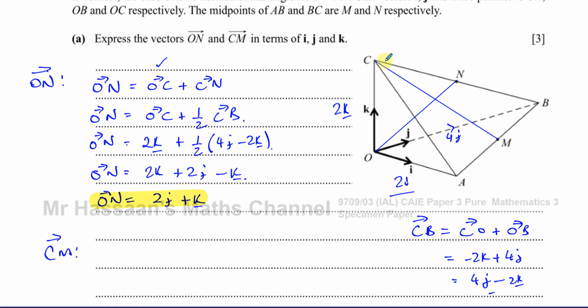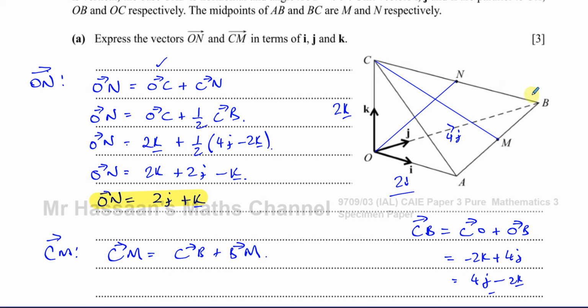Okay, so C to M. If I want to go from C to M, I can do it in a number of ways. Probably the simplest way is to go from C to A and then A to M, or probably better, C to B and then B to M, because we already know what C to B is. This is C to B here. So it's probably better to go C to B and then from B to M. So C to M is going to be going from C to B and then from B to M.